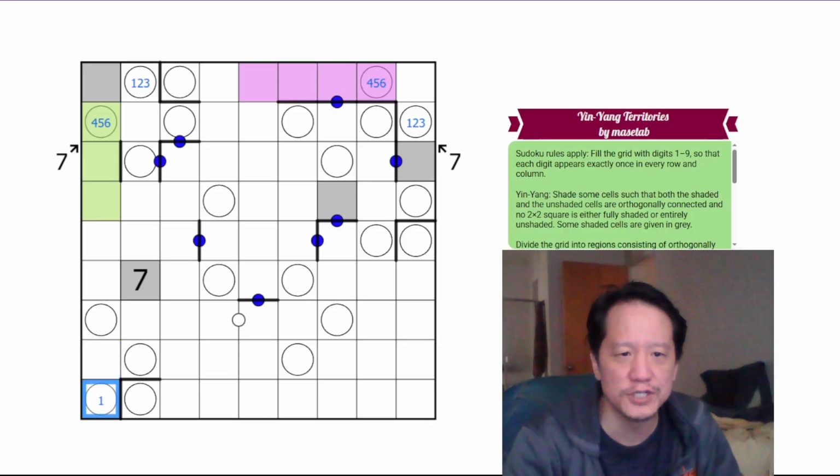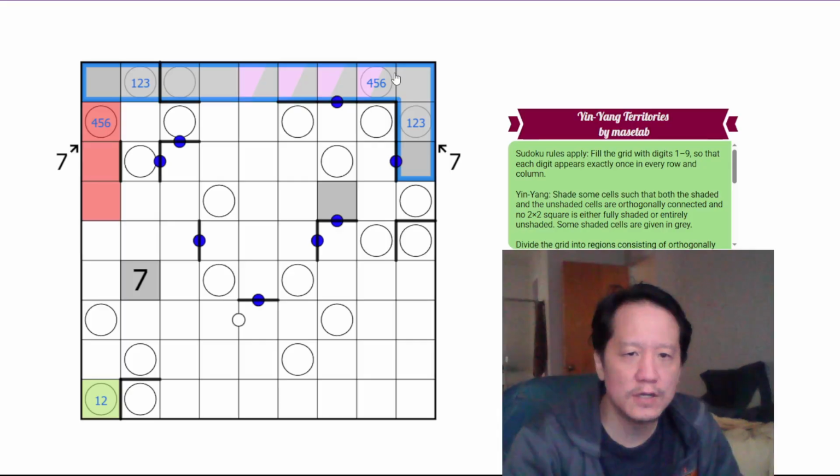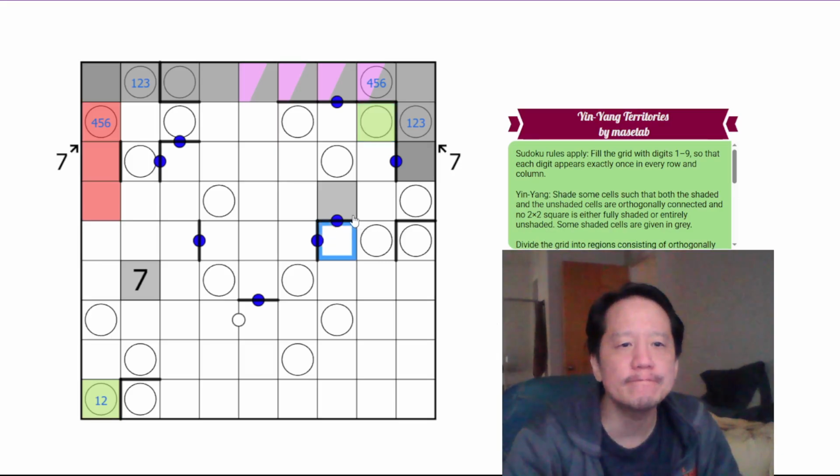I usually use unshaded as green, though. So this is a region. This has to be unshaded. That means this must be shaded here, guaranteed. So that's interesting. Okay, so this is unshaded here. Here you could have 2 and 9. No, but then that would be 4, and you'd have the same problem.